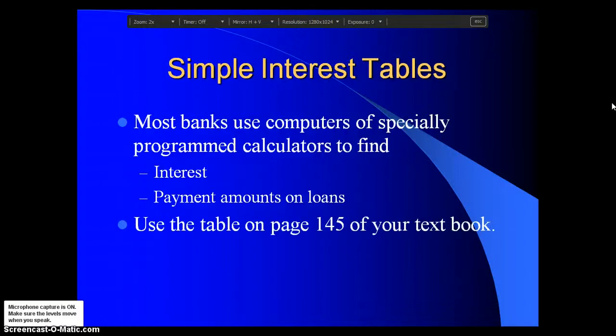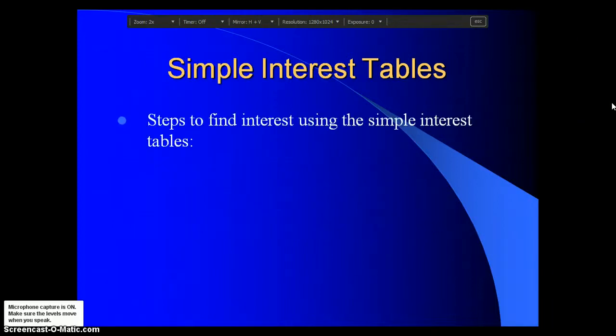You do need your textbook. This is on page 145. It's kind of a yellowish looking chart. If you have any of the bound charts and tables, it's on page 3. It's also within Moodle, so there's no excuse for you not having a simple interest table. You have 3 options right there.